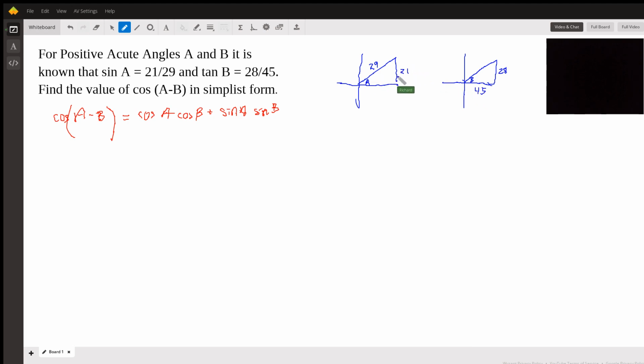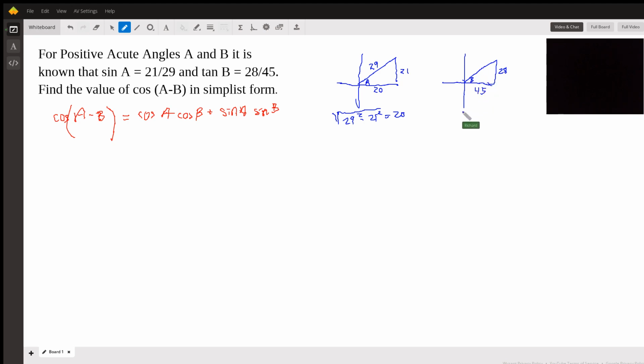Okay, so now we just need to get this missing leg. So that's going to be 29 squared minus 21 squared. I'm going to take the square root of that to get the missing leg. That's just Pythagorean theorem. And when you do that, it works out to be 20. And that's just calculator work, which I won't do in front of you. Unfortunately, we don't have technology on this platform to do that in front of you.